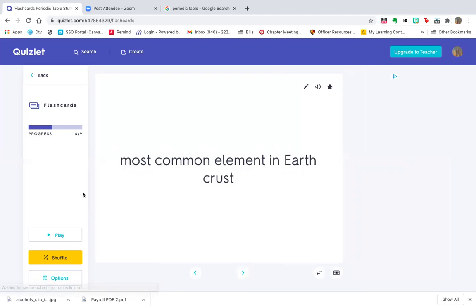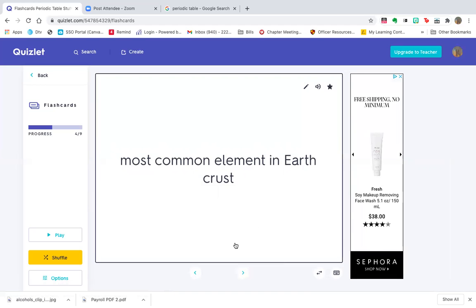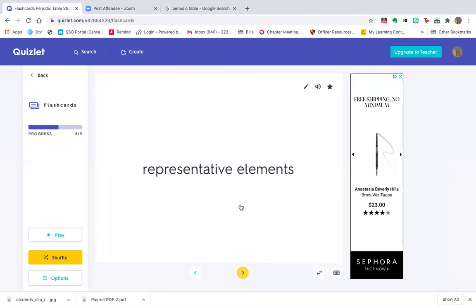All right. And then what is the most common element in Earth's crust? Oxygen. It's going to be oxygen with 49.2%. I don't think the percents really matter. I just threw them in there. The representative elements. You remember what? I think that's asking about the periodic table.